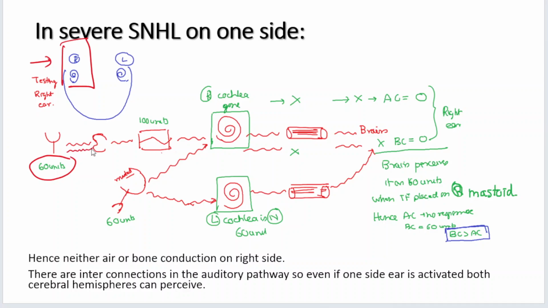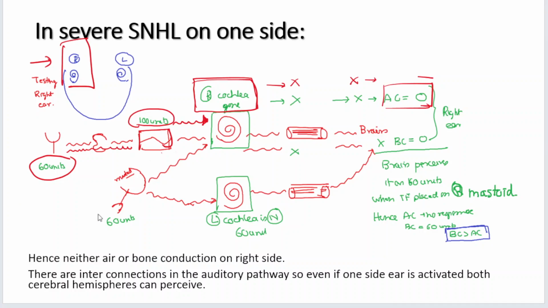It goes through the pinna, external auditory canal, and the middle ear transformer action is increasing it to 100 units. That 100 units is presented to the cochlea. But what happens? Cochlea is gone. The total power capacity of the cochlea is gone. So there is no information that is passed on to the eighth nerve, no information to the brain. The brain says, I cannot hear, air conduction is 0.